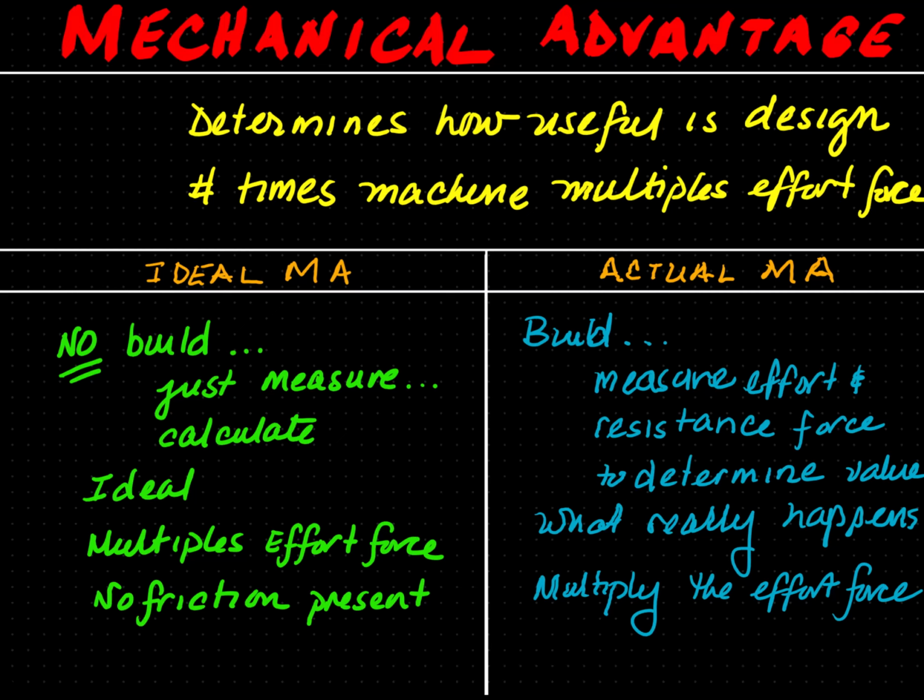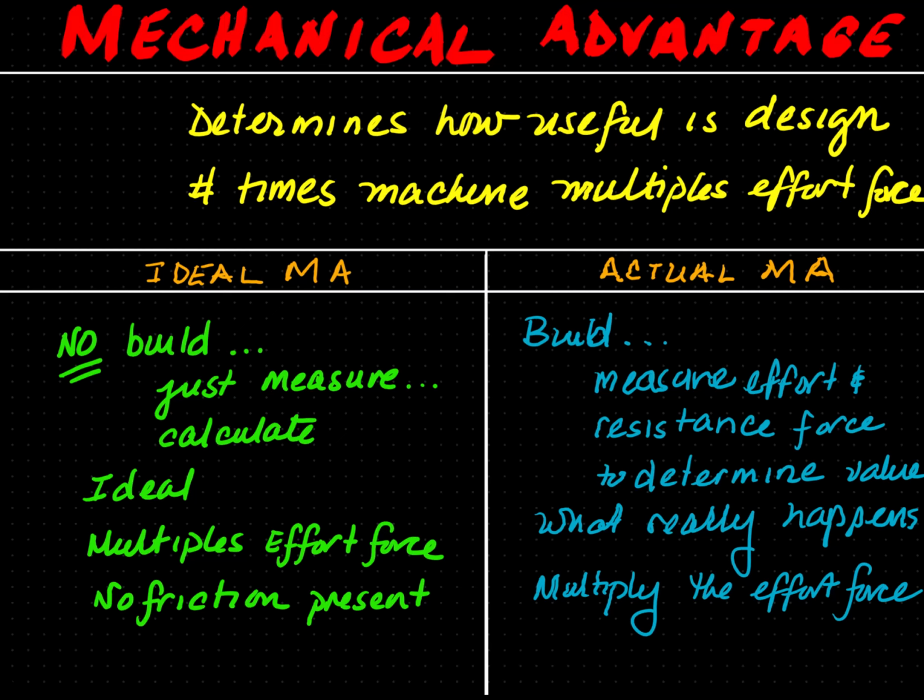There are 2 types of mechanical advantage. The first one is the ideal mechanical advantage. When we have the ideal mechanical advantage, we do not build anything. We just measure and calculate. So in the ideal world, we know the effort force is going to increase and there will be no friction present. So it's 100% efficient.